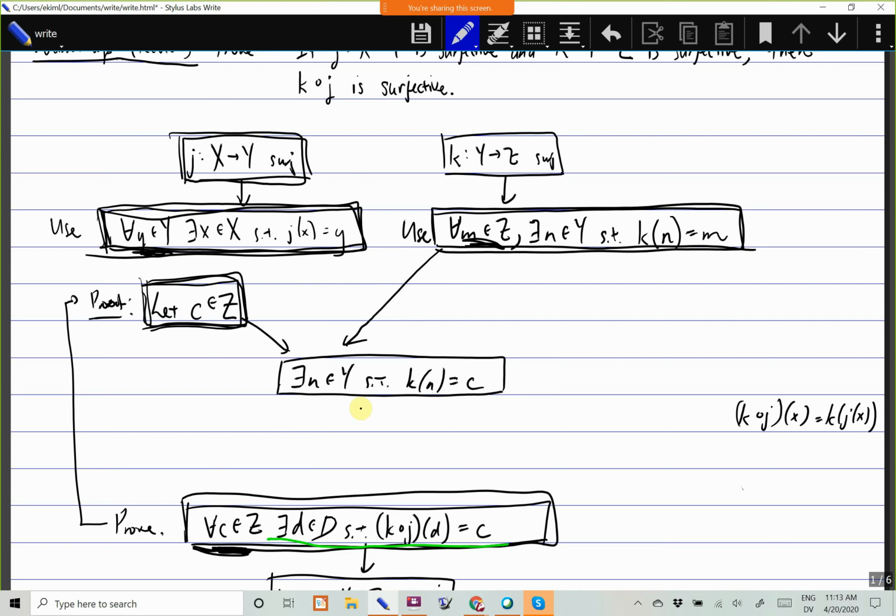Now you could split these into two separate statements if you want. I don't really have the room, so I'm not going to do that. But we have these two facts. We've got a little n that belongs to y, and then we have this fact k of n is equal to c. But now that we have something in y, same deal here, right? We have there exists little x in capital X such that j of x is equal to n.